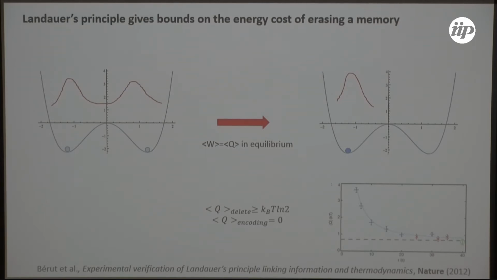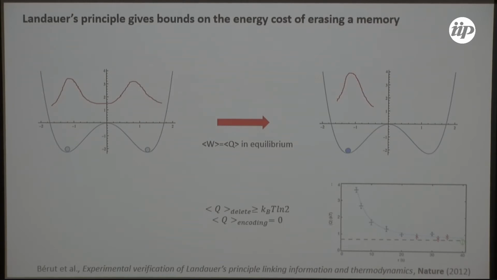So in 2012, a Nature paper by Bérut and others verified Landauer's principle linking information and thermodynamics, with this result here that actually shows you that you can saturate Landauer's bound. The slower you are, the better you can saturate. Meaning that if you manage to do this transformation fully in equilibrium, so a transformation that is fully reversible, then you manage to get to kT logarithm of 2.